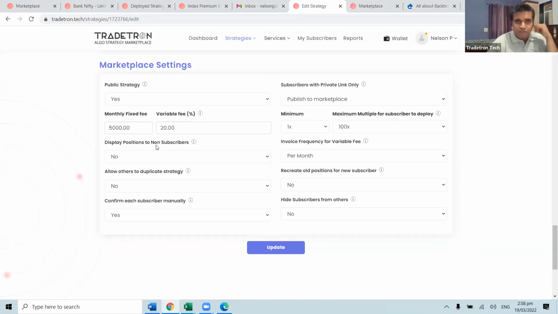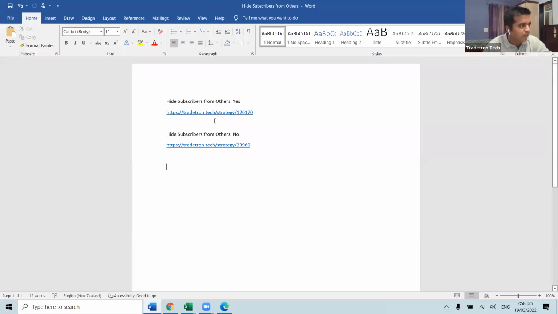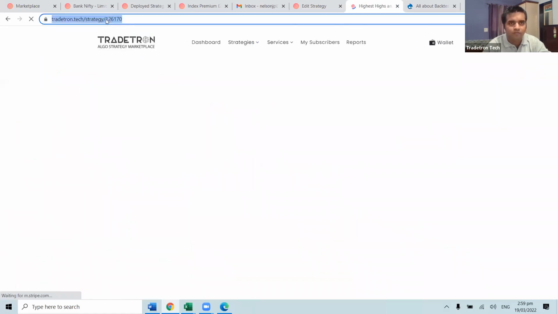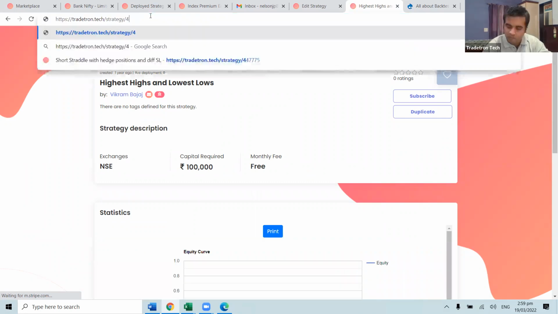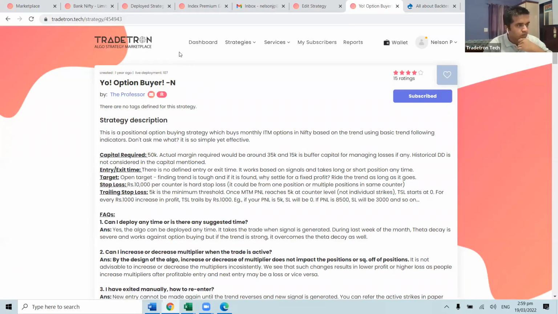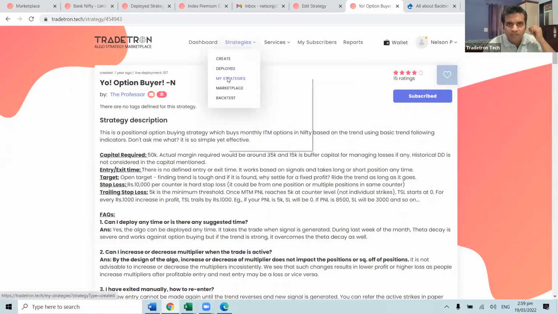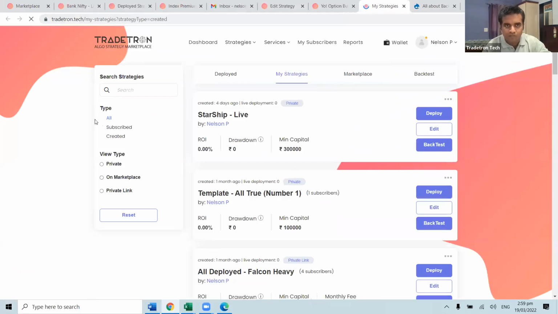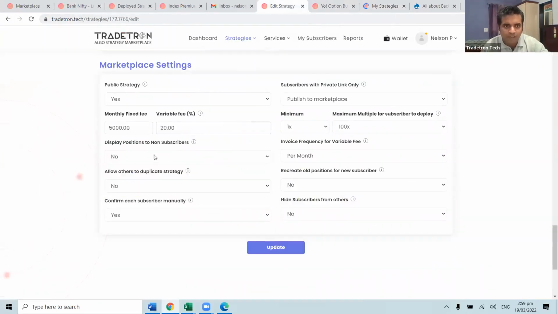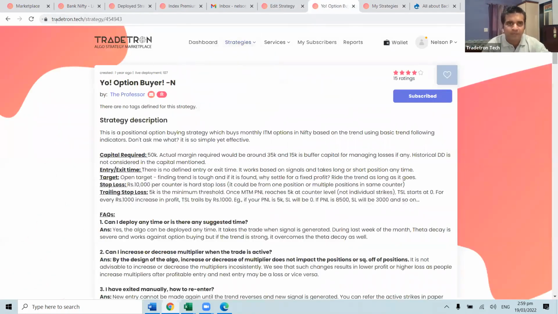So let me just continue now. Display positions to non-subscribers. I will just show you what it means. For example, there is this one strategy, 45945. First of all, I'll go to my strategies and unsubscribe from this strategy. I'm just trying to give you an example of what this parameter does. Display positions to non-subscribers. Right now, assume this is a strategy that I have not yet subscribed to.